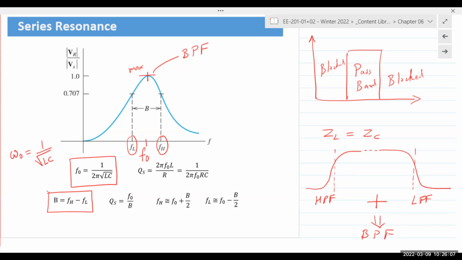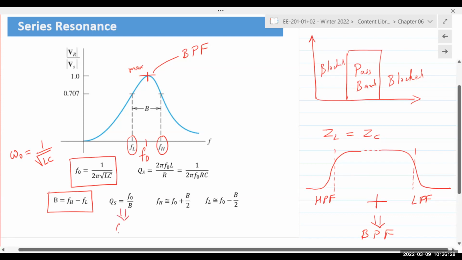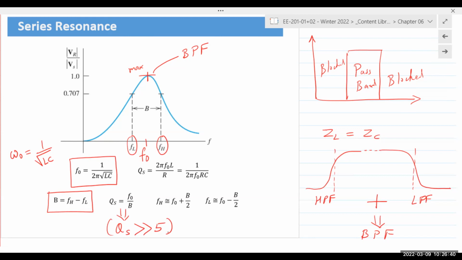If quality is very, very high, we would have a very symmetrical waveform centered around F0. And then we can say that FH and FL are equidistant from F0. Okay, if this is high, typically I would say higher than 10, but conservatively I would estimate like 5. If it's higher than 5, then you can have a symmetrical frequency response. If it's symmetrical, centered around F0, we can say FH and FL are equidistant from that center.